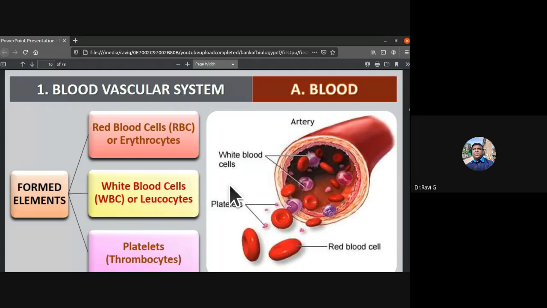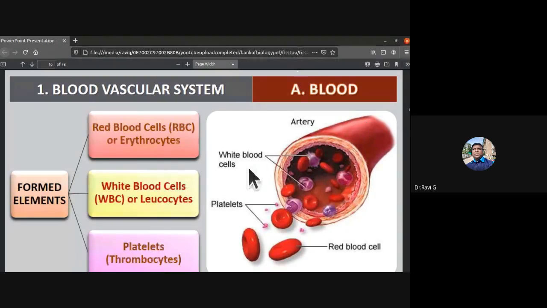Red blood cells in human beings do not have a nucleus. They are enucleate. So RBCs of mammals are enucleate except for one mammal, the camel, which is the ship of the desert. Except for camel and llama, all the others have enucleated RBCs. Camel and llama have nucleated RBCs.